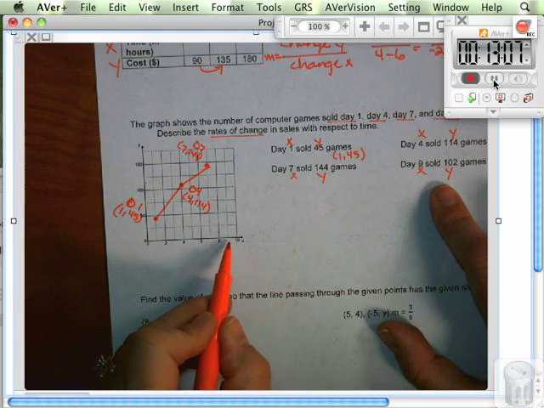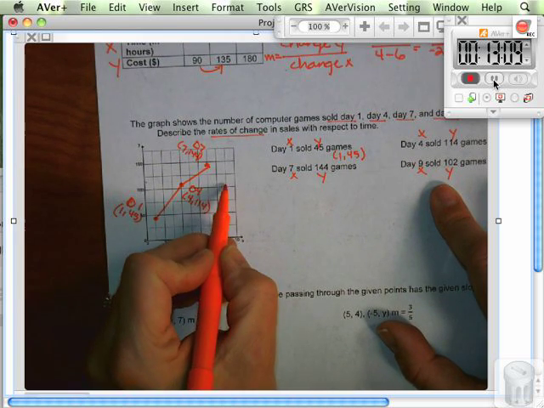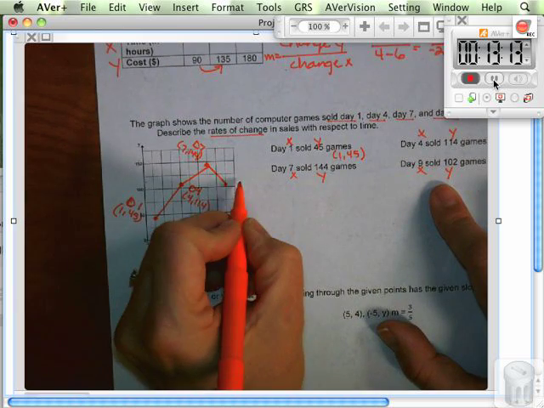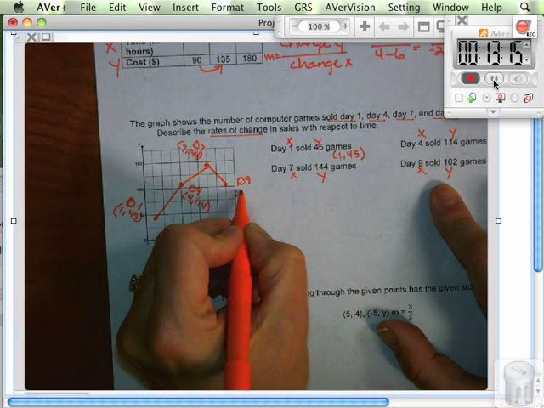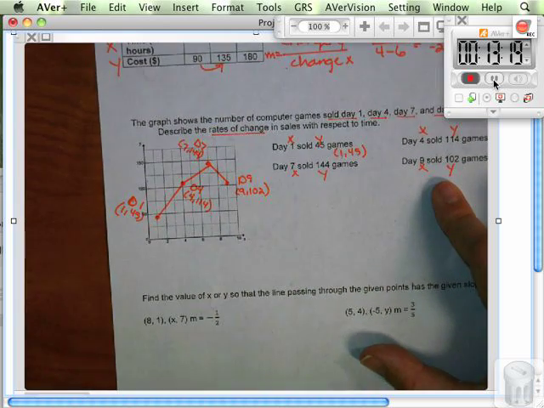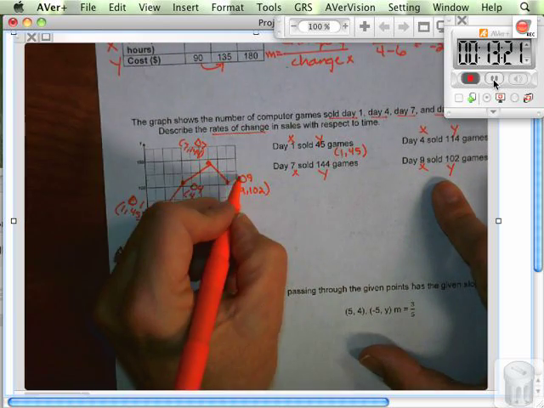So day 9 at 102, and obviously the sales did what? They dropped, didn't they? That's D9, not 109, that's D9.